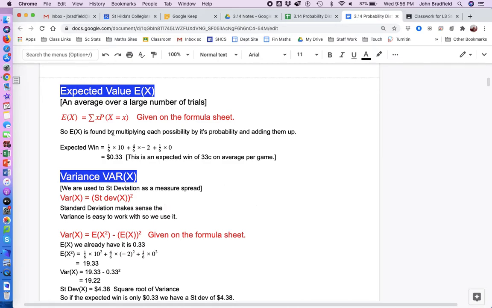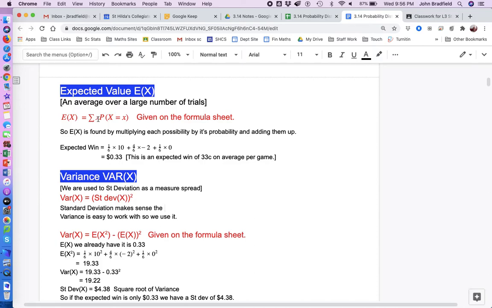So E of x is called the expected value, but it's a mean or an average. On average over a large number, this is how casinos survive, they work out the expected value over a large number of people playing the game. They know some people are going to win, but they know the odds. And so expected value is used in the gambling industry all the time, or they wouldn't stay afloat.